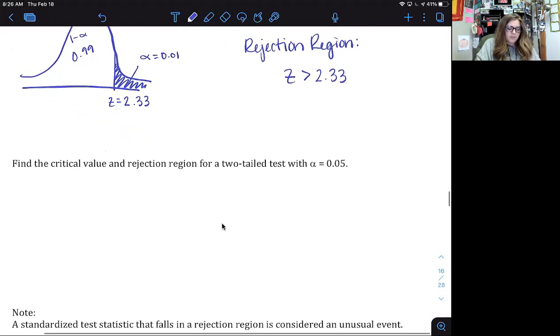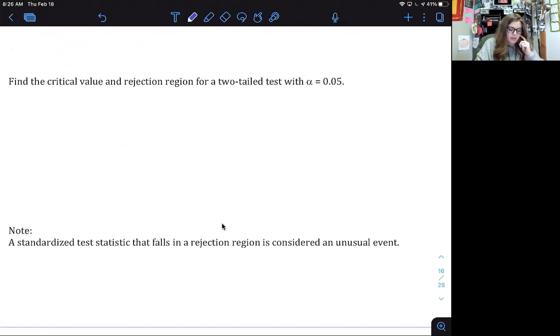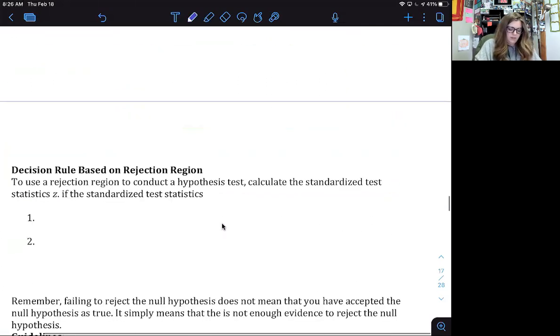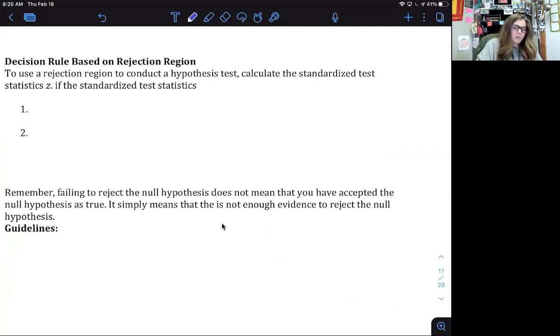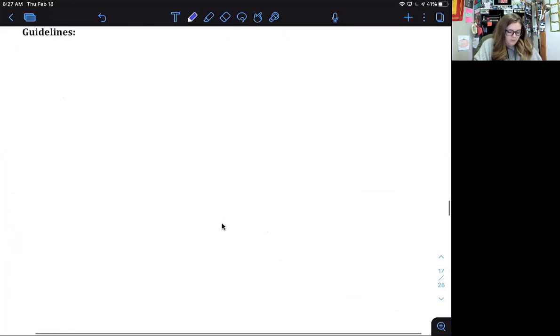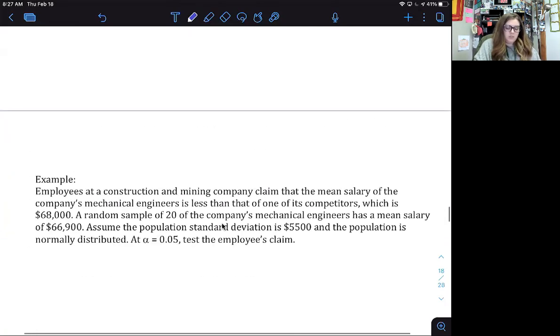We're going to save this two-tailed test to go over tomorrow as a class. Something to note: anytime a standardized test statistic falls within the rejection region, it's considered an unusual event. We have two decisions we can make, depending on where that test statistic falls: we can either reject the null hypothesis, or fail to reject the null hypothesis. Remember, failing to reject the null hypothesis does not mean that you've accepted the null hypothesis as true. It simply means that there's not enough evidence to reject it.